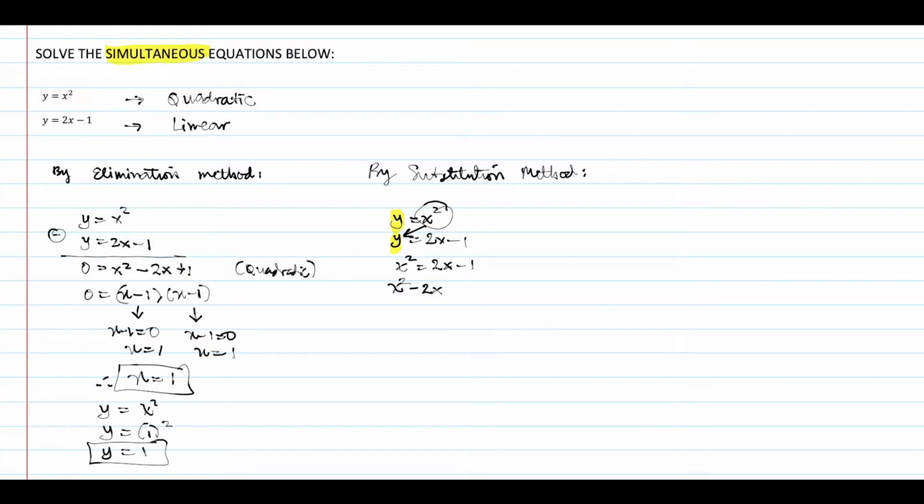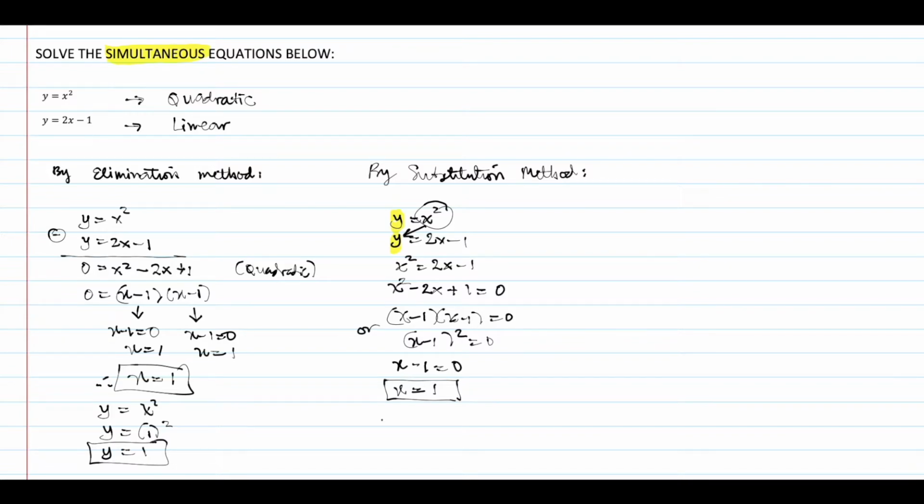By transferring all the terms to the other side to make it equal to 0, we will get the expression x squared minus 2x plus 1. You can see in the result that this expression is the same expression we had when we used the elimination method. By factorization of this quadratic equation into x minus 1 and x minus 1. Since the two factors are just the same, we can write it as x minus 1 bracket squared equal to 0. So, x minus 1 equal to 0 gives us x equal to 1.